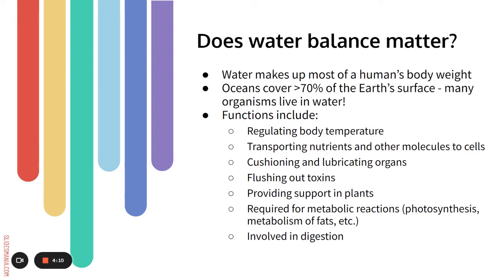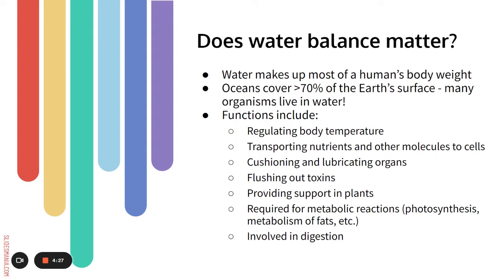Additionally, oceans cover about 70% of the Earth's surface, so there are a ton of organisms that live in the water and that have to be able to regulate how much water is on the inside of their cell membranes versus the outside. Finally, water is involved with a ton of functions.